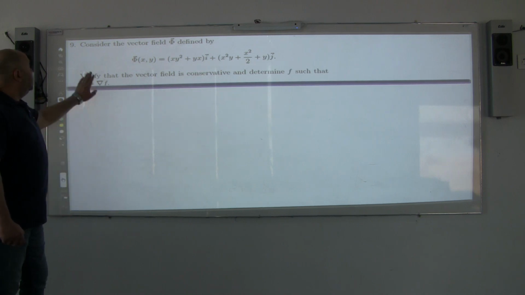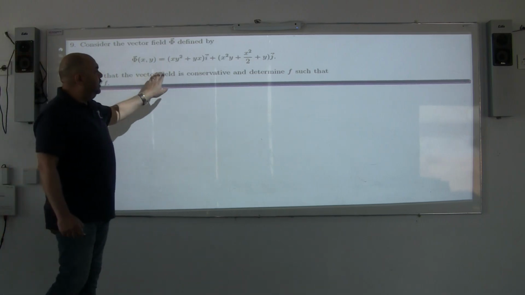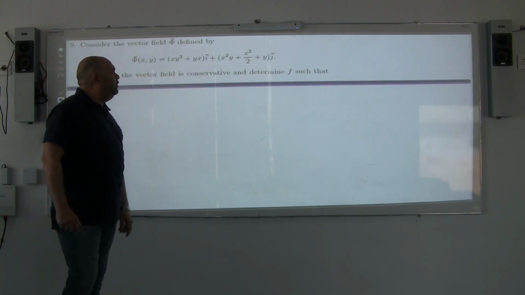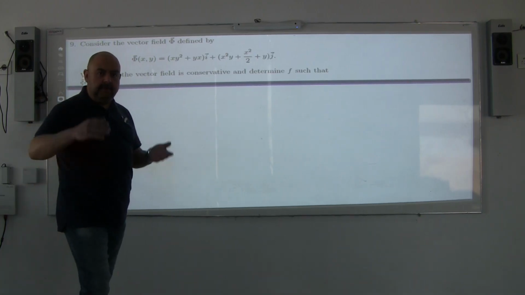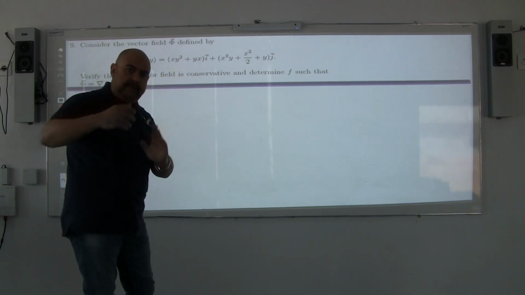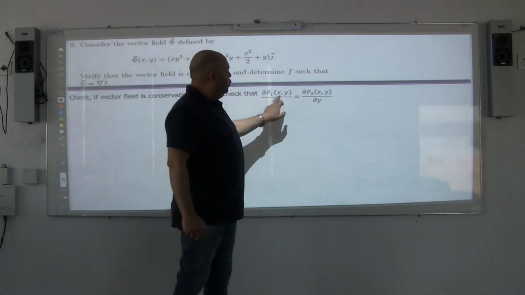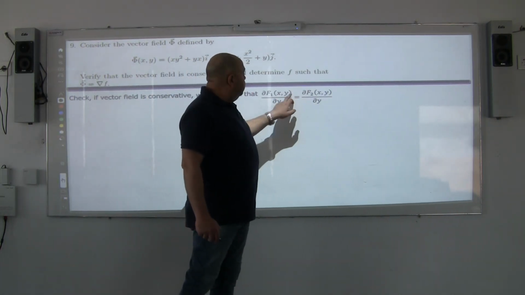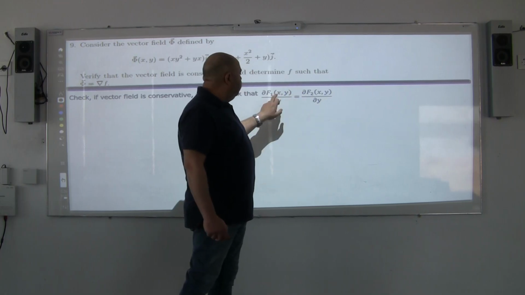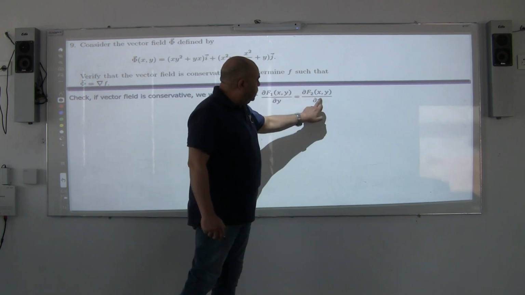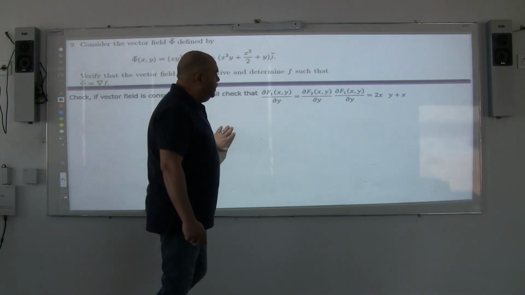In a similar manner, he is giving you a vector field phi, and asks: verify that the vector field is conservative. Stop. How do we identify that a vector field is conservative? In order to do so, remember, from Green's theorem, partial Q partial x equals partial P partial y. And this is actually what I'm going to check here: partial f1 partial y equals partial f2 partial x. This is x, not y, and you will see this typo.